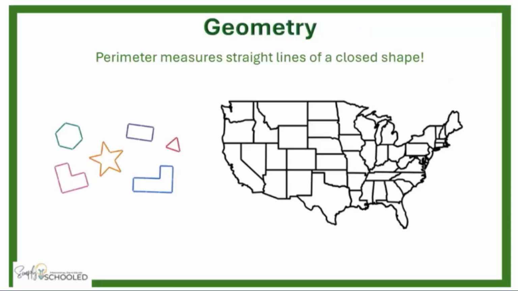In closing, perimeter measures straight lines of a closed shape. So we see a variety of shapes here, and if you look at a map, all of our states are closed shapes. So perimeter is the distance of those lines that go all the way around a 2D shape.